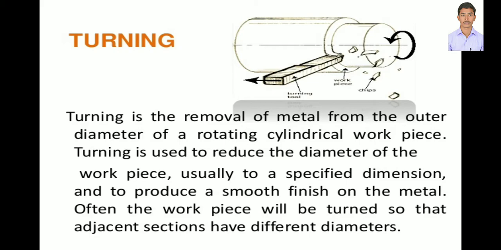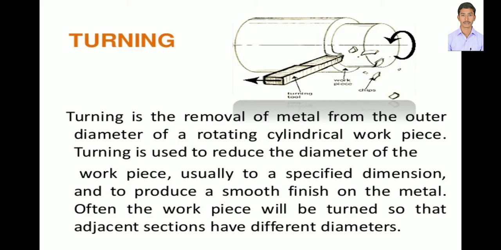So in the turning operation, the material should be removed layer by layer, or step by step, by chip removal. You can see the diagram. There is chip removal; the material is removed as chips. This is the workpiece and this is the turning tool, meaning the cutting tool, and the shaft, the workpiece, is rotated. This is the rotation direction. Turning is the removal of metal from the outer diameter of a rotating cylindrical workpiece, so the material is removed at the outer diameter.